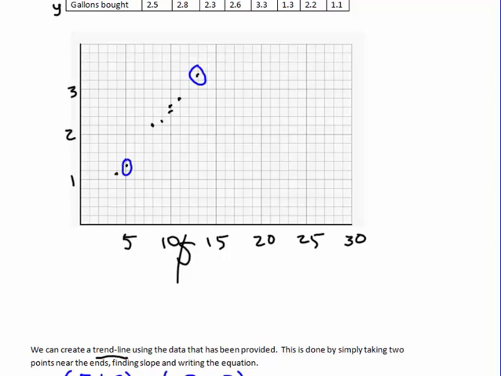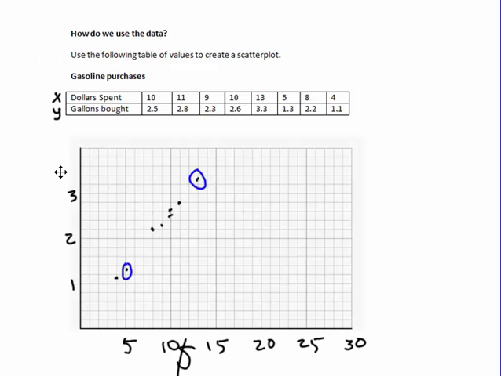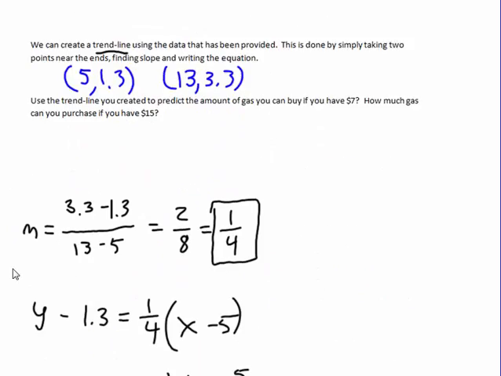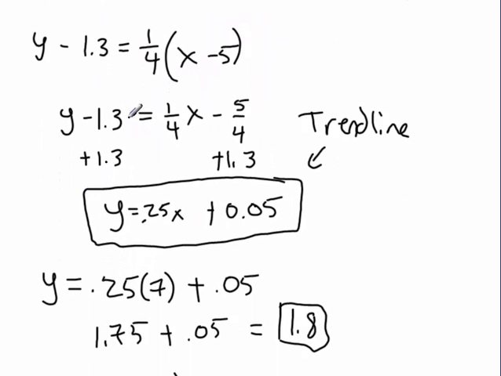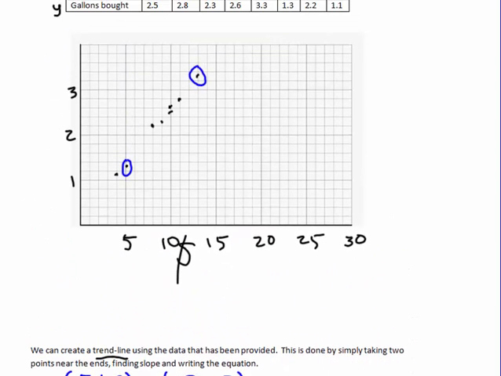So let's look at some of the other terminology that we have here. Interpolation. Right, that's kind of a mouthful. Interpolation: estimating a value between known values. So of the two that we predicted here, we had when x equals 7 and when x equals 15. Well, 7 was somewhere in the middle of our data, right? It was somewhere right in here. Somewhere in that ballpark.